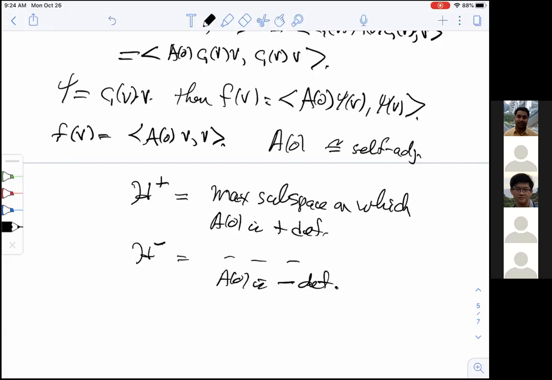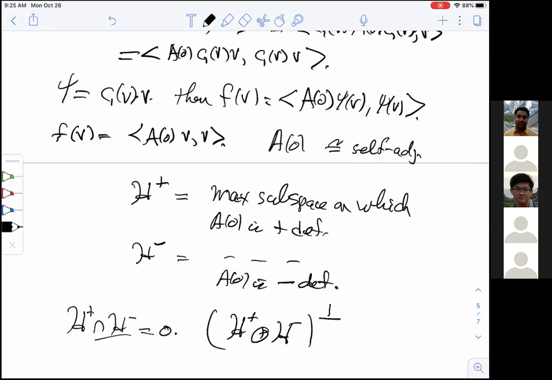So it's pretty clear that H plus intersect H minus is zero. You can't have a non-zero vector in the subspace where A naught is positive definite and also in the subspace where it's negative definite. So the intersection of these two spaces is zero. Let me show that their sum is everything. These are closed subspaces, that's the next thing to check. If you have a sequence of points in this maximal positive definite subspace that converge to something, it's also in the positive definite subspace. So the sum of these two is a closed subspace of the Hilbert space.